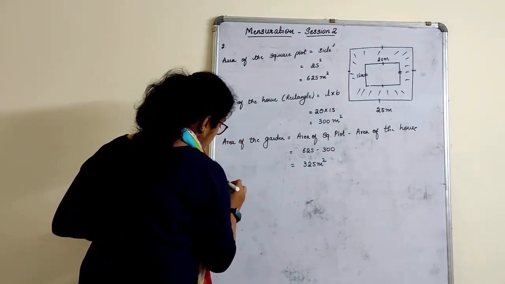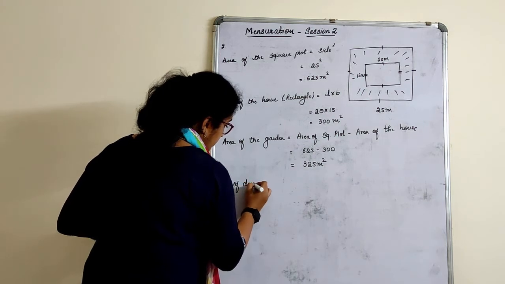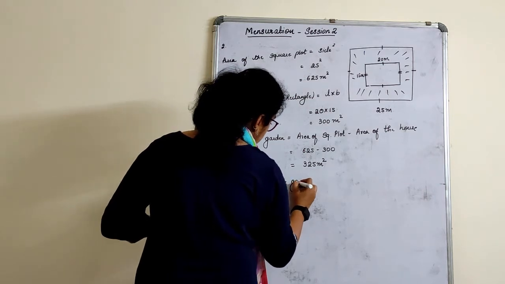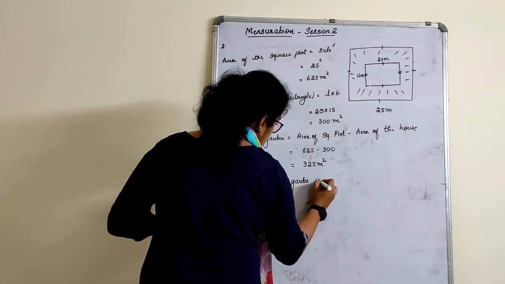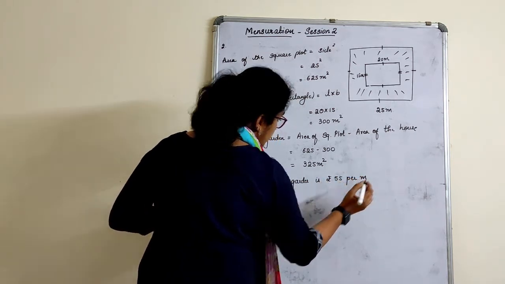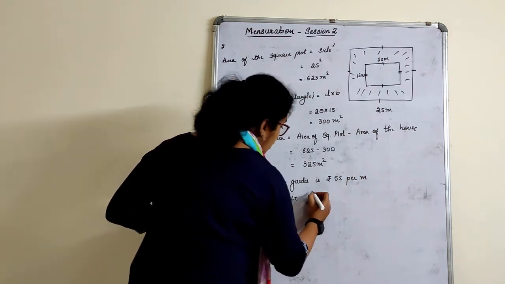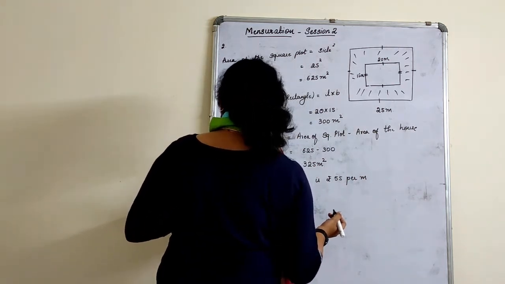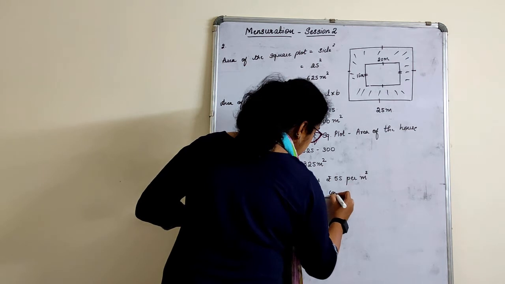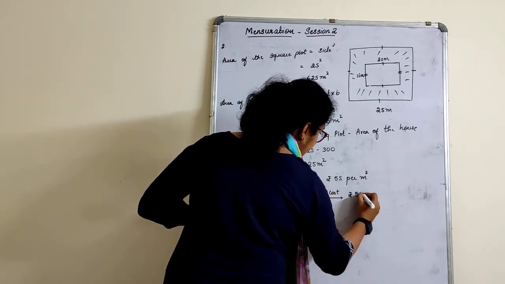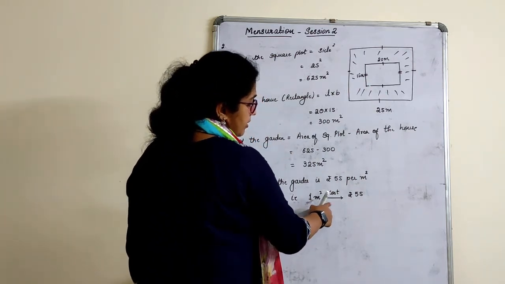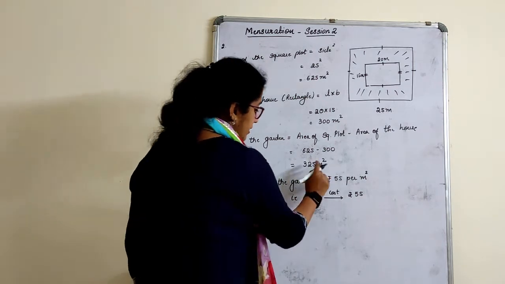Cost of developing the garden is rupees 55 per meter. That is for 55 per meter square. For 1 meter square, the cost is rupees 55. Therefore, for 1 meter square, the cost of developing the garden is rupees 55.